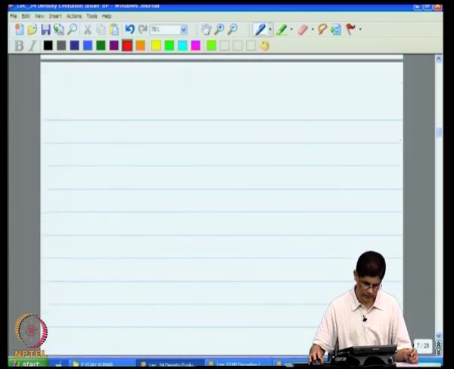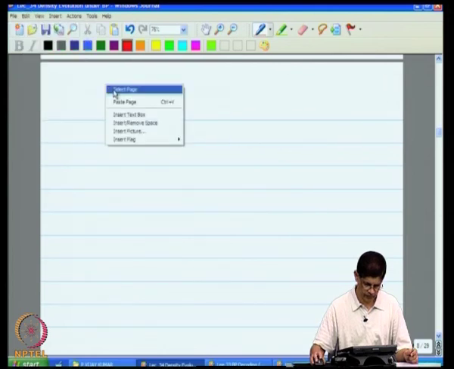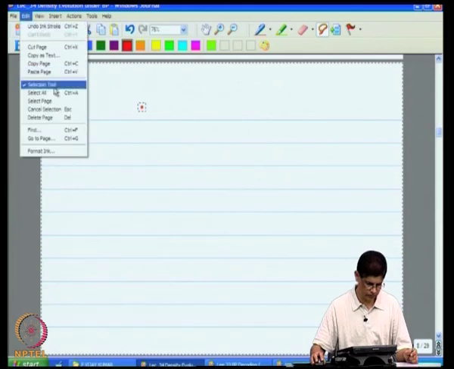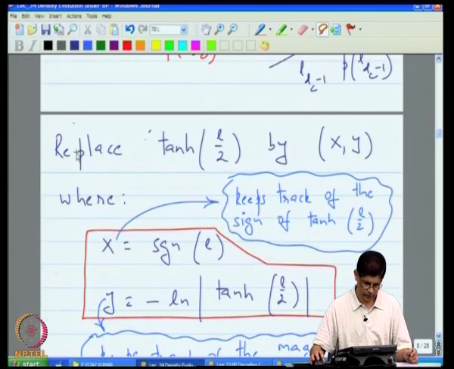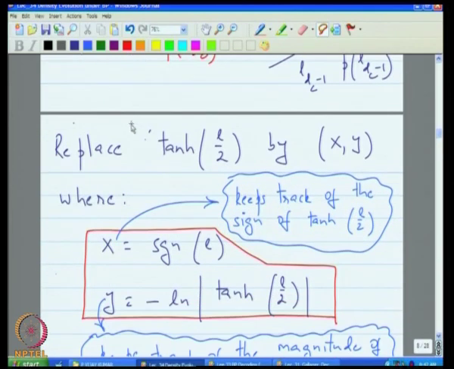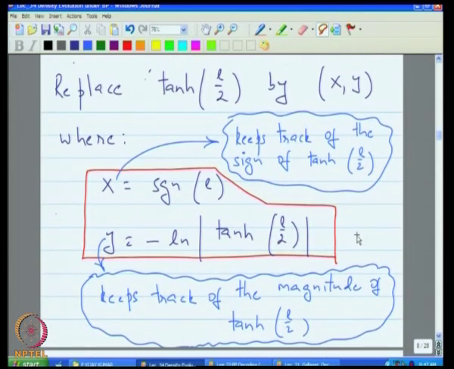Let us do one thing. Let me get rid of this page first. Okay. Here we go. So, we will actually do a few manipulations before we get to the density evolution stage.